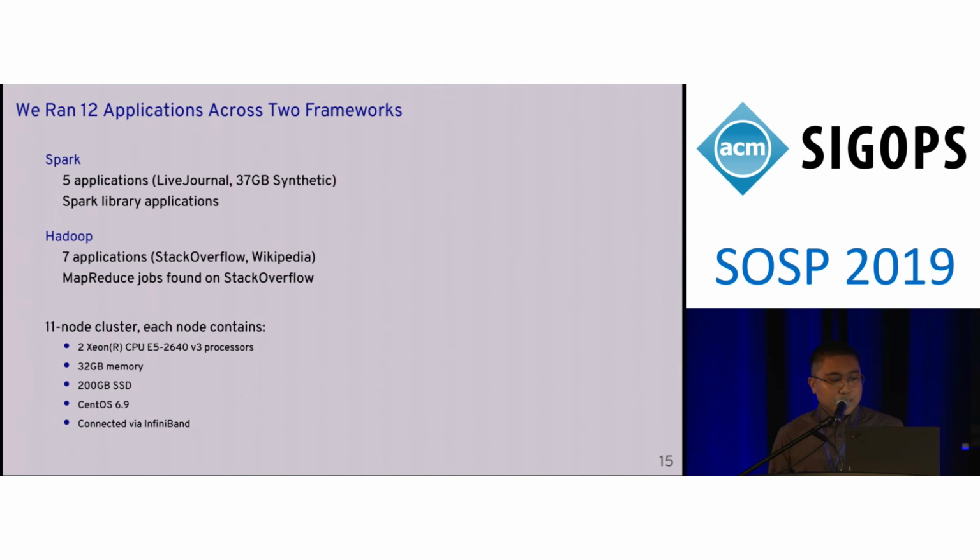We ran Gerenuk across two frameworks, Spark and Hadoop. In Spark, we ran 5 applications, which were a mix of graph algorithms and machine learning tasks. In Hadoop, we had 7 applications, which were map reduced jobs we found in Stack Overflow. We ran these experiments over the listed data sets and on our 11-node cluster, with the configuration listed here.